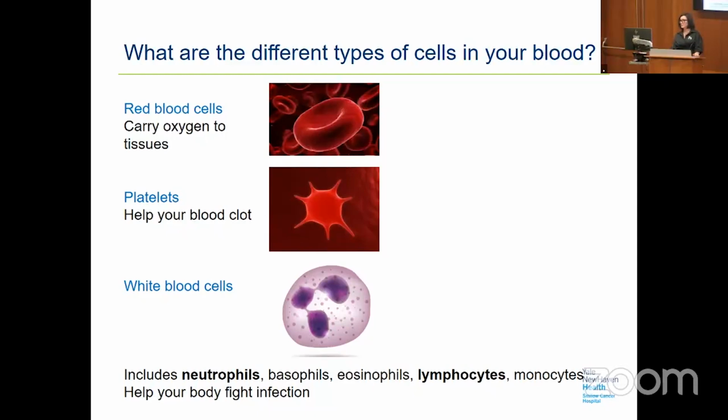Red blood cells contain hemoglobin, which is the protein in the blood that helps carry oxygen to the tissues throughout our body. Platelets help your blood clot, and white blood cells are very important in fighting and preventing infection. And white blood cells is kind of a generic term that's used to describe a number of different types of cells, with those specific cell types listed below, including neutrophils, which we'll talk about in a lot more detail, basophils, eosinophils, lymphocytes, and monocytes, and those all play different roles in helping your body fight infection.